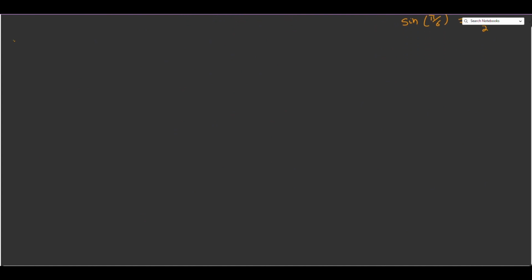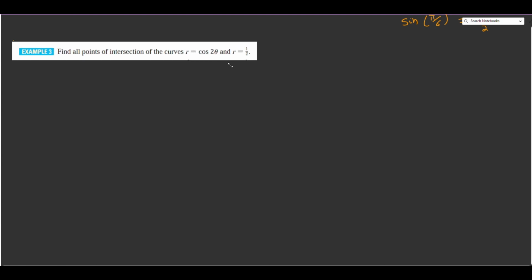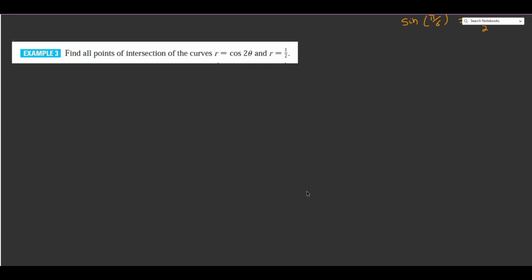Okay, our next example is the following. Find all points of intersection of the curves r equals cosine 2 theta and r equals 1 by 2. R equals 2 cosine 2 theta is a four-leaved rose which we have discussed above, meaning it has four loops, and r equals half is a circle. We need to find their points of intersection.